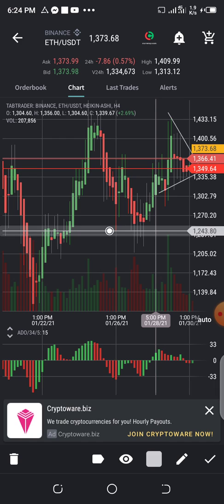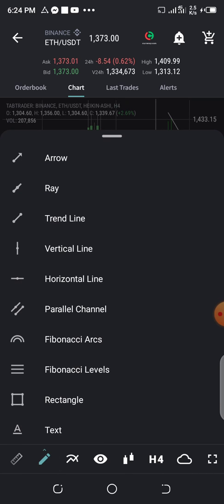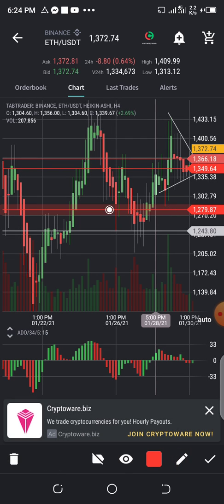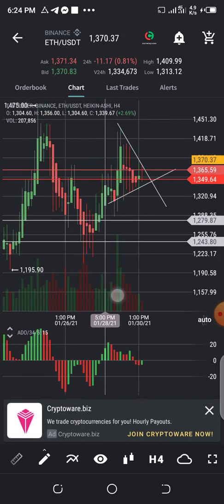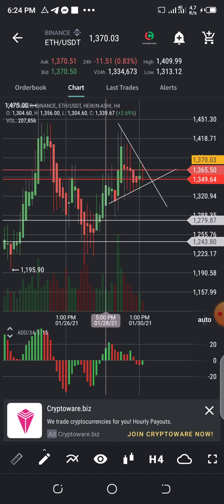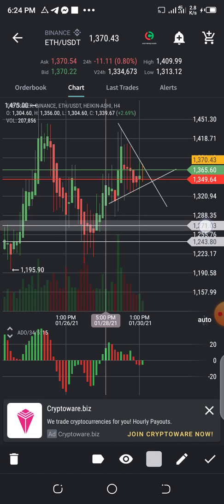So I'll put one here like this. I'll put one line here. Then I'll also draw another support line and move it upward now. Change the color to white. So now I want to draw a recent one. So that means that I can decide to start from these ones, this green candlestick.